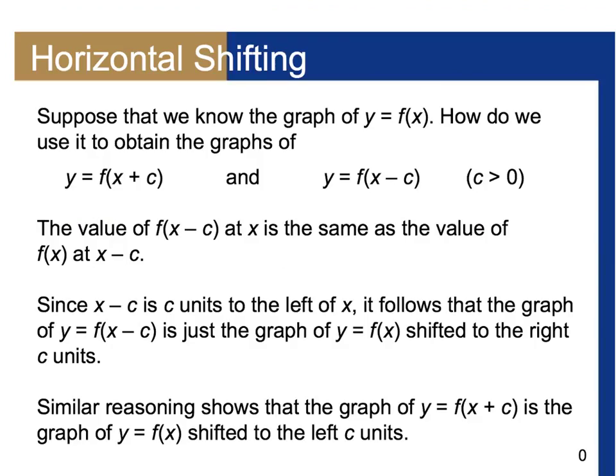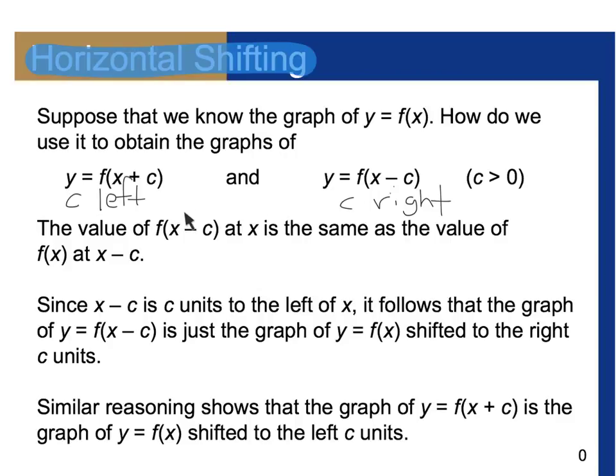Horizontal shifting is a little more subtle. You have to think about this a little more. When we shift it c to the left, let me write that down, this is c to the left, would be this side. And this would be c to the right. Notice for the left, we're taking x and instead putting x plus c in our function instead of x. And here we're putting x minus c in our function instead of x. So it's a little bit different.